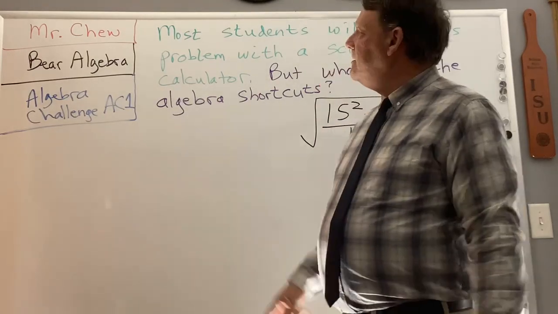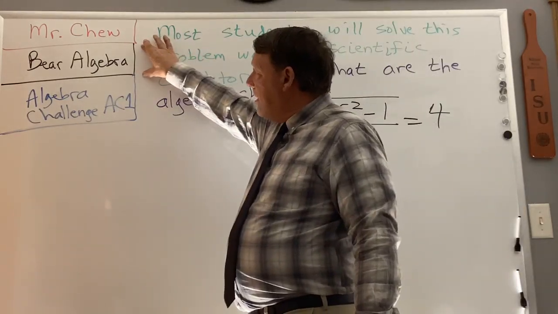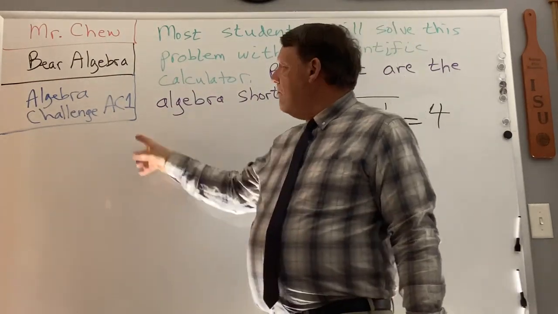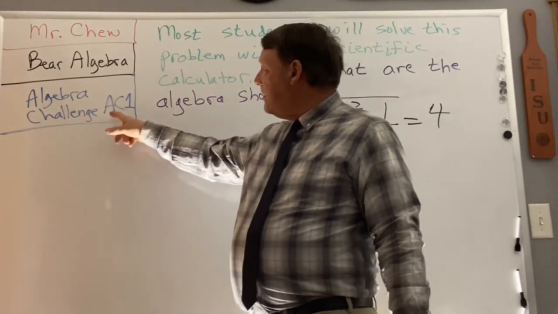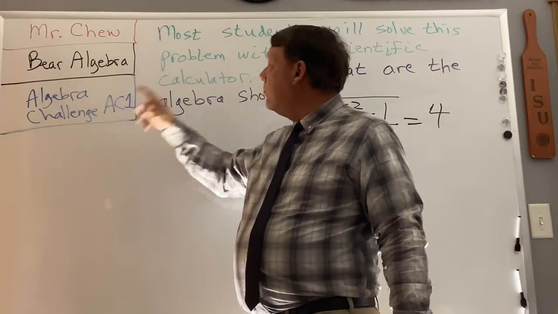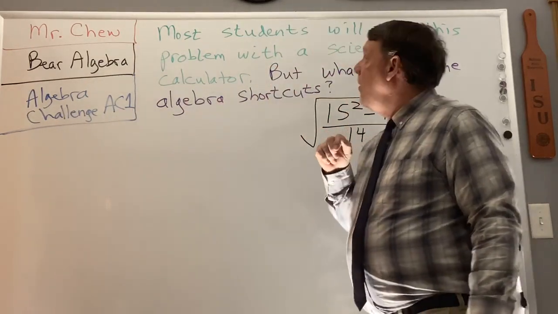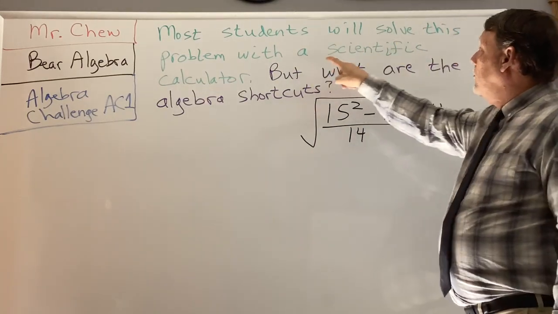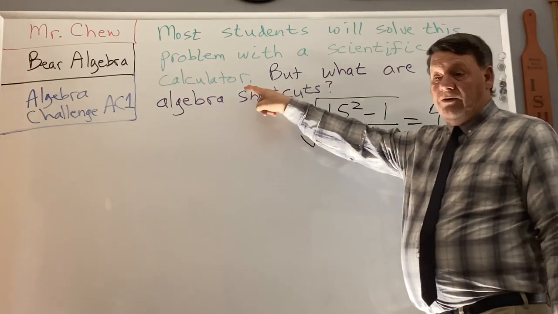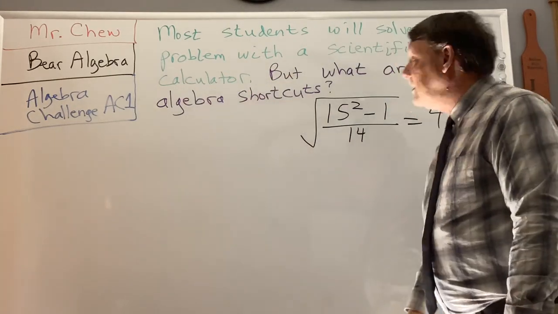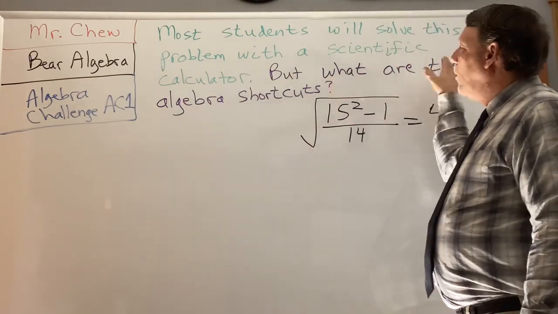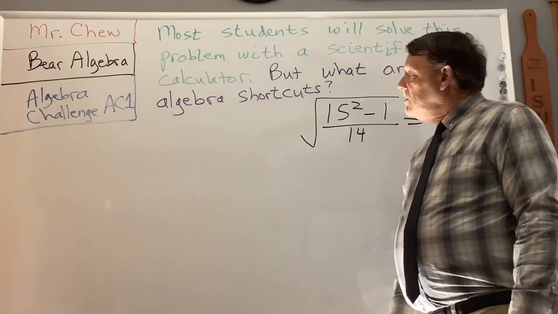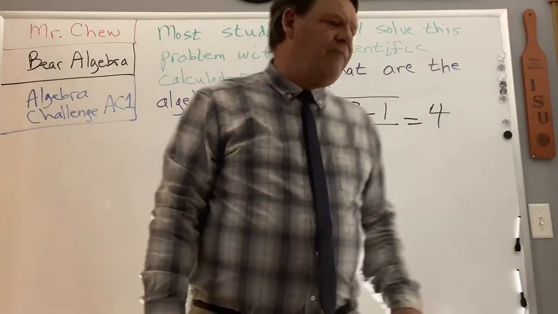Anyway, I haven't decided yet, but this is called Bare Algebra. I have an algebra challenge I'm going to start doing regularly, posting these different challenges. I'm calling it AC1, for Algebra Challenge 1. Most students who will solve this problem will use a scientific calculator, and I'm going to pick up a scientific calculator and solve it for you. But what are the algebra shortcuts involved here? Because there are some. So let's look at this a little bit further.